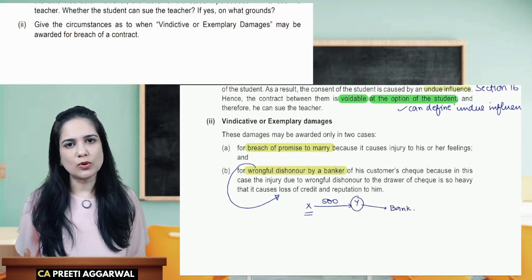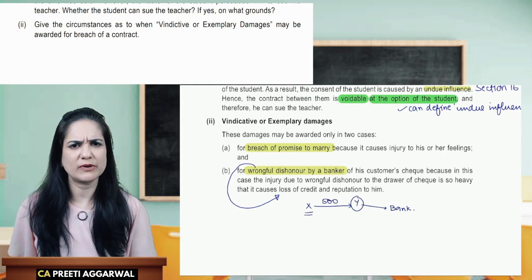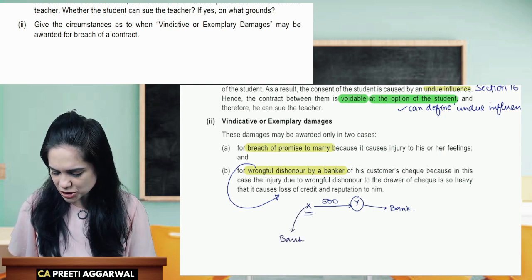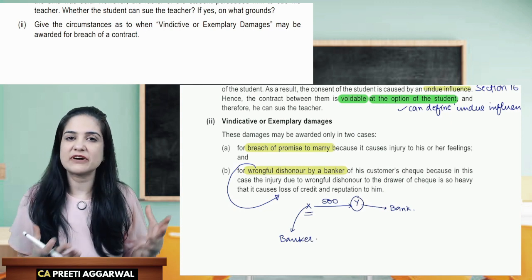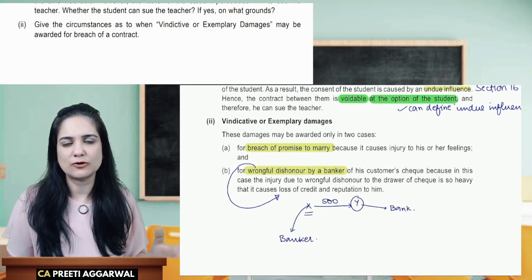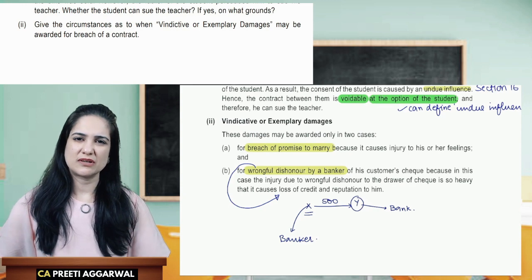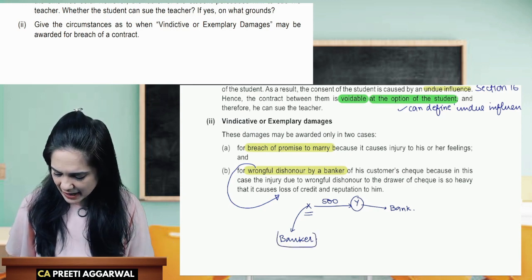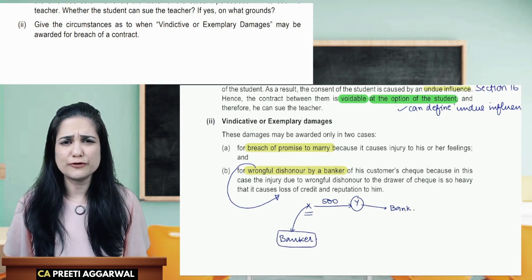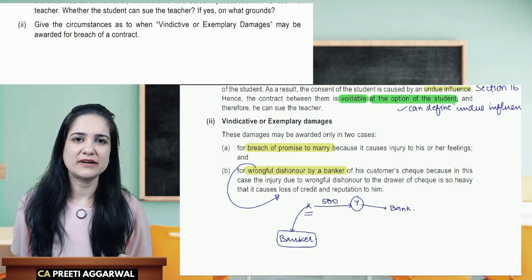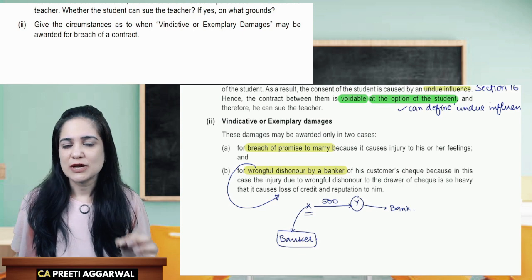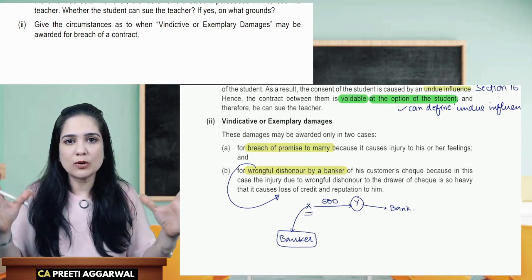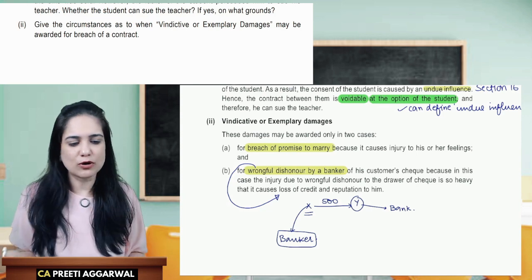X is like, no, I have 5 lakh rupees. Wait, I'll just check with my banker. He called the banker. Banker, you dishonored my check of 500 rupees wherein I have 5 lakh rupees in my account. Sorry, sir, it happened by mistake. Now, because of the mistake of the banker, X's goodwill, reputation got affected. He can claim damages from the banker. Now, these damages may be substantially more than the actual damage because there is a loss of goodwill.